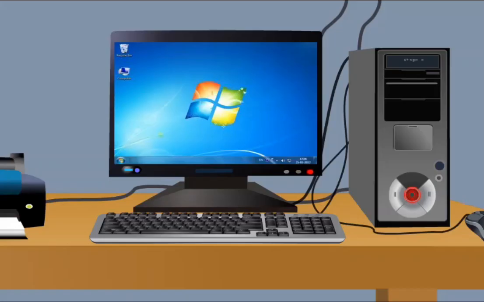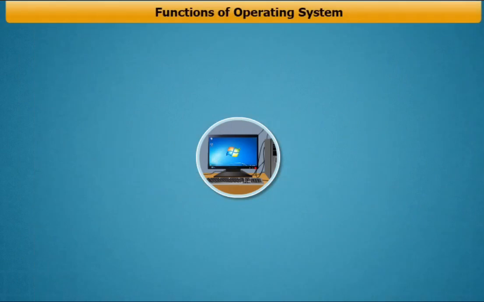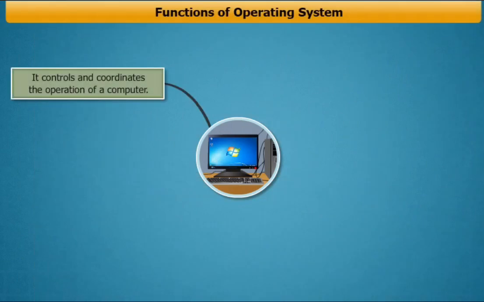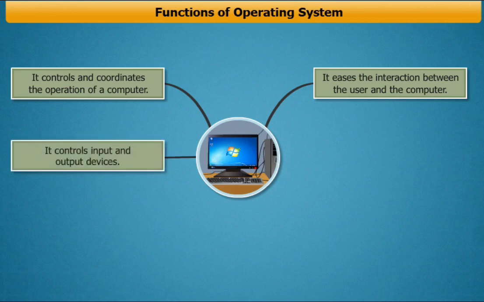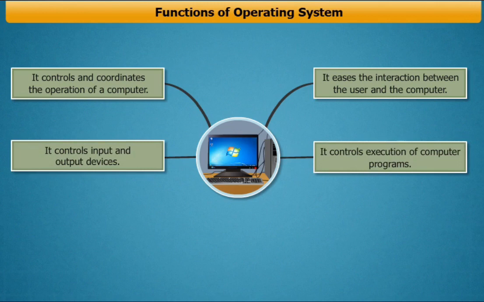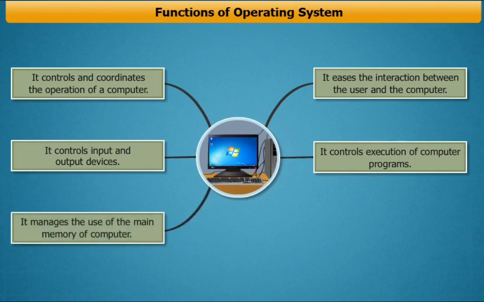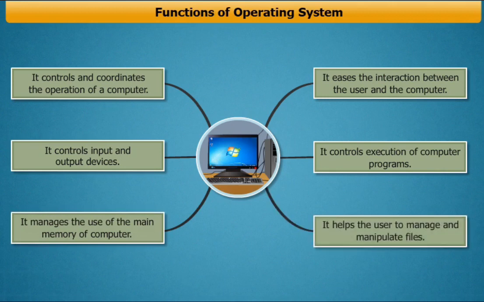We have seen that the operating system plays an important role in using a computer. Let's see various functions of the operating system. It controls and coordinates the operations of a computer. It eases the interaction between the user and the computer. It controls input and output devices. It controls execution of computer programs. It manages the use of the main memory of computer. It helps the user to manage and manipulate files.